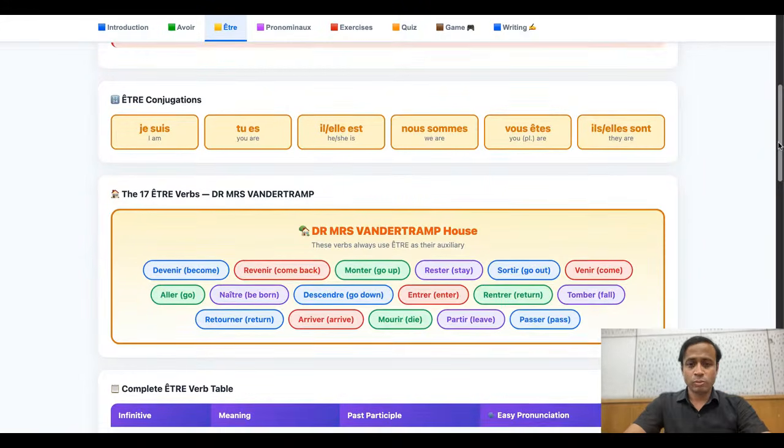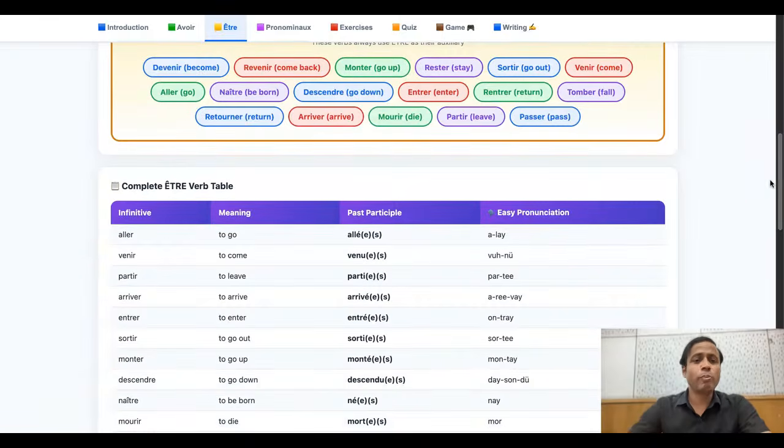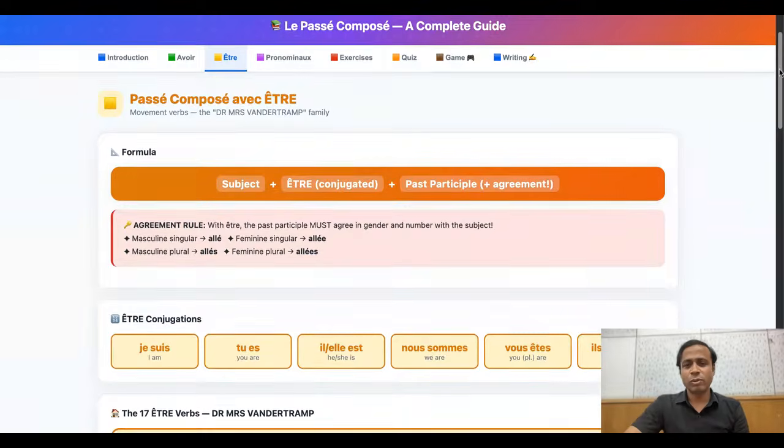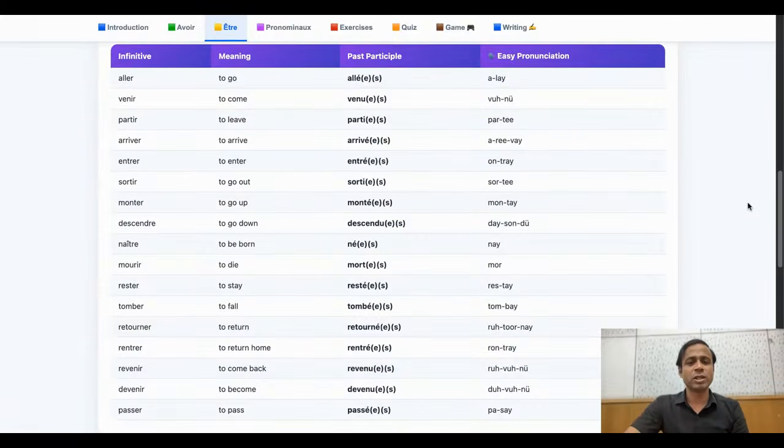Now, important thing, you must know the past participle of these 17 verbs also, because in passé composé you have to use the subject plus the conjugation of être, and then the past participle. The subject you already know, the conjugation of être you already know, but the past participle is something you have to remember. Then only you will be able to make these sentences. So see on the screen, aller: what is the past participle of aller? It's allé. If it is feminine, you have to add e. If it is masculine plural, add s, and if it is feminine plural, then es. Venir, venu.